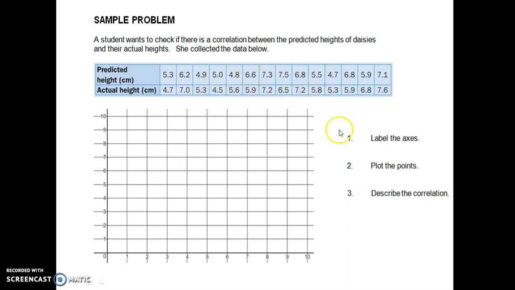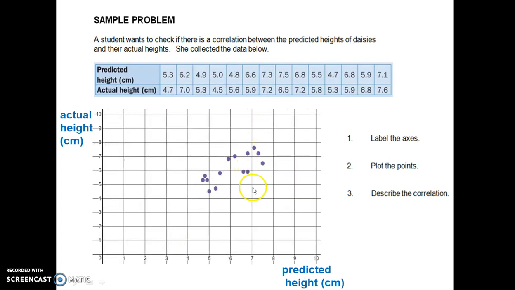So first step is to label the axes. Let's label this one here as our predicted height, and this one here as our actual height, because this is the thing we're controlling in the experiment, and this is the one that we want to see what happens. This actual height is dependent on the guesses here. All right, next we're going to plot the points. So take a moment now, take all these points and plot them on here. All right, is that what your scatter plot looks like?